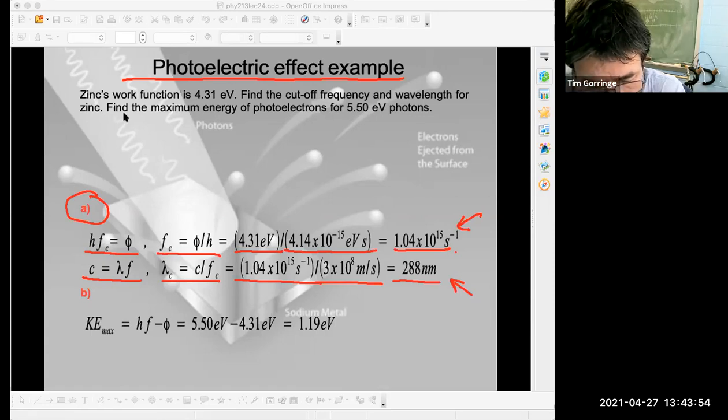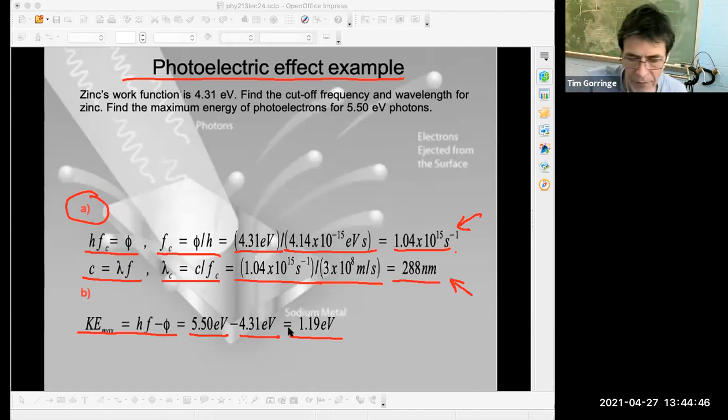We've done part A. Second part, find the maximum energy of photoelectrons for 5.5 eV photons. Well, now we can use this second relationship. This is the maximum kinetic energy of emitted electrons. In terms of it, hf is the energy carried into the metal by the photons. Phi is the work function that's used up in getting the electrons out of the metal. And what remains is the kinetic energy of the emitted electrons. So all I've got to do is take the 5.5 electron volts that I carry into the metal, subtract off the amount that I use up to get the electron out of the metal, and what's left behind is 1.2 electron volts. That's the maximum kinetic energy of the electrons when I'm shining this particular light with 5.5 eV photons on the metal.